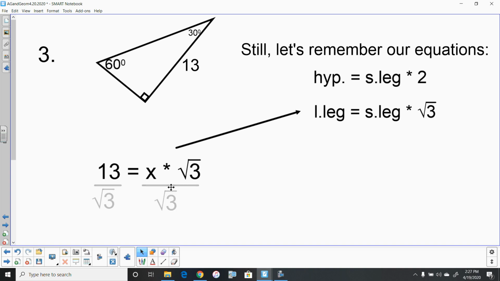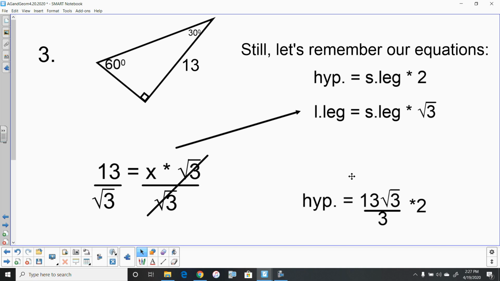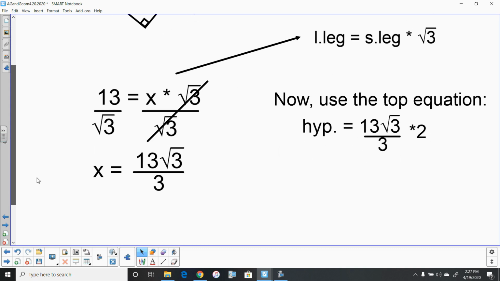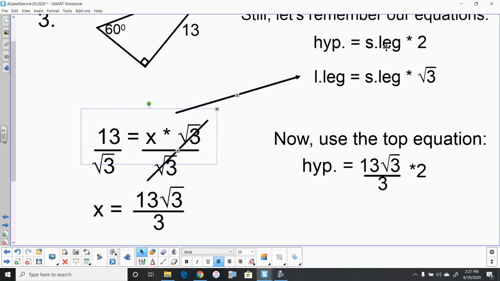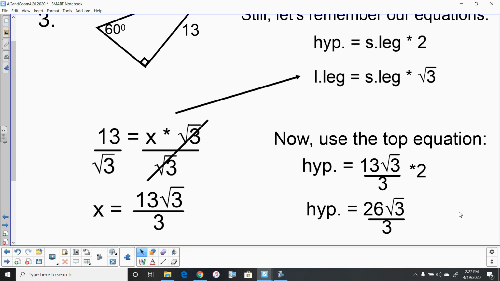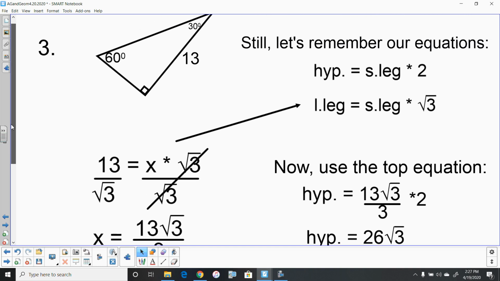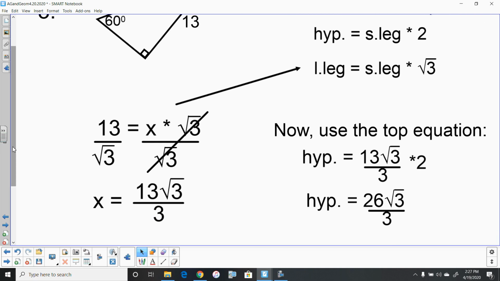So from x times root 3 to just x, we divide by root 3. Those root 3s are going to cancel out. And we get x equals 13 over root 3. Oh, x equals 13 root 3 over 3. But for our hypotenuse, now we can go back to using this top equation, plug in the short leg, which is 13 root 3 over 3, kind of weird. But we're just going to multiply that by 2. And a nice little shortcut here, and this works with any fraction, you can just multiply the number on the top by 2. 13 times 2 is 26, and we're going to get 26 root 3 over 3. Okay? And that's the tough one. You've only been given the long leg. A little bit easier, just use your equation.